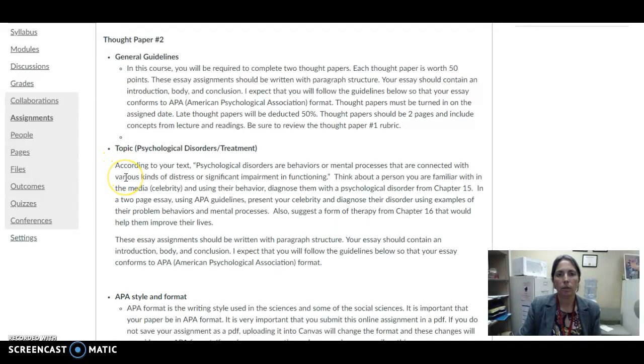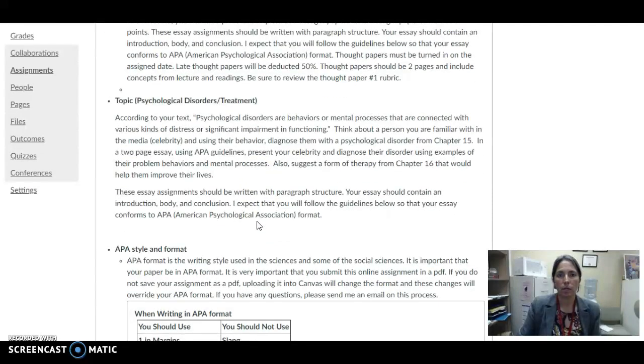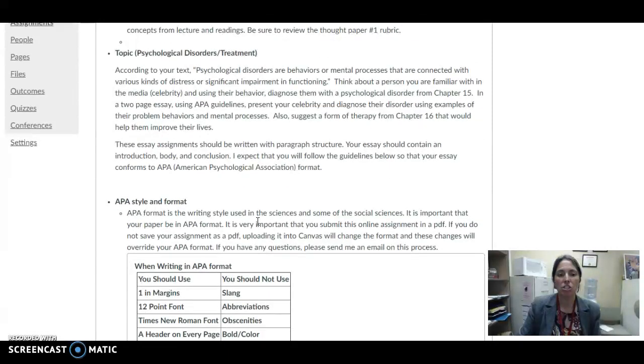I start off here with a definition of psychological disorders, and then I ask you to consider a person that you're familiar with in the media and, using their behaviors, diagnose them with the psychological disorder from chapter 15 of your OER. I also ask you to suggest a form of therapy from chapter 16. This assignment should be written in paragraph structure and should also adhere to the general guidelines of APA format.